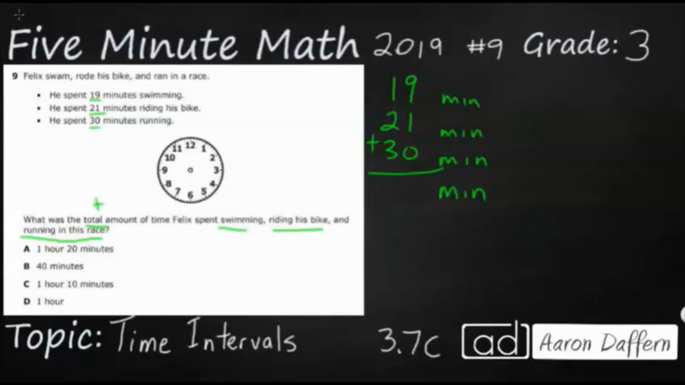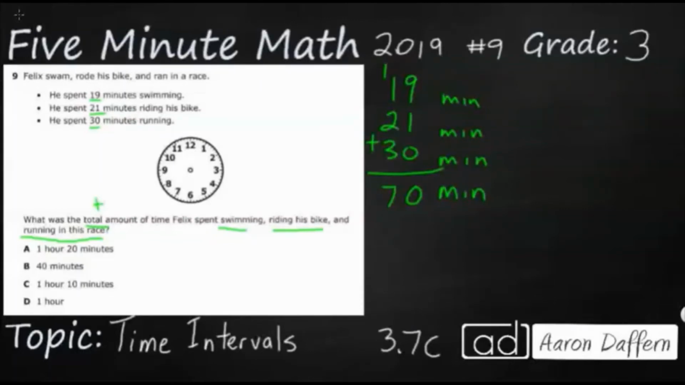But let's see what we have here. 9 and 1, that's going to be 10. So 1 and 1 is 2, add another 2 is going to be 4, and then 3 is 7, so 70 minutes. And that's where the trick comes in, I guess, because that is not one of my options.